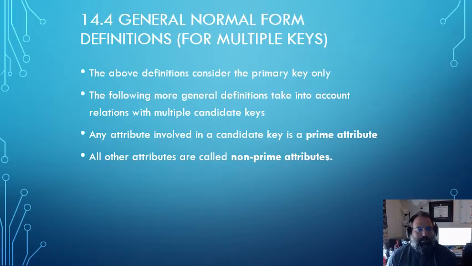14.4.1 General normal form definitions for multiple keys. The above definitions consider the primary keys only. The following more general definitions take into account relations with multiple candidate keys. An attribute involved in a candidate key is a primary attribute. All other attributes are called non-primary attributes.